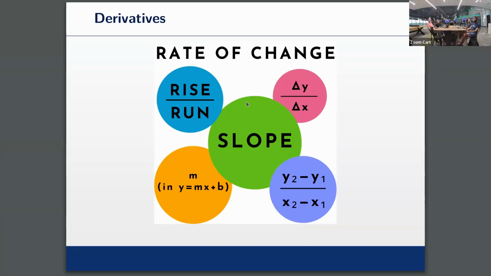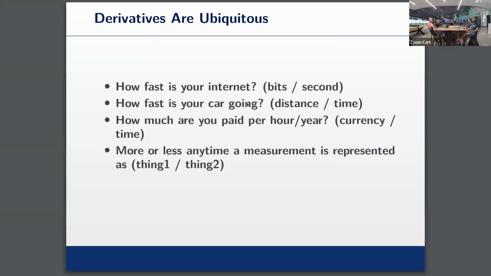Rise over run, slope, all different types of things, which all basically are derivatives. In fact, I think that math teachers should start saying derivative at the earliest age possible. That's what I would do. Because again, a lot of this is language confusion.